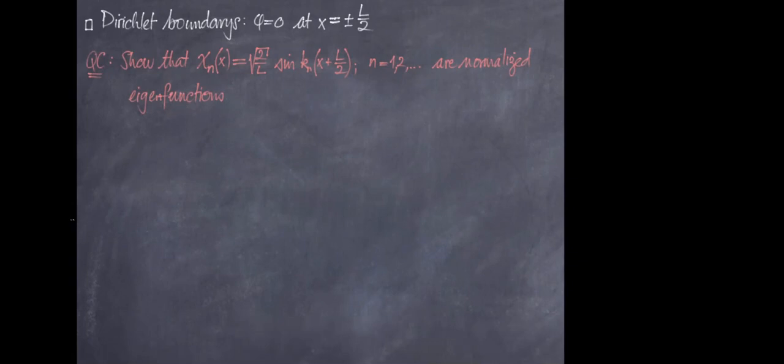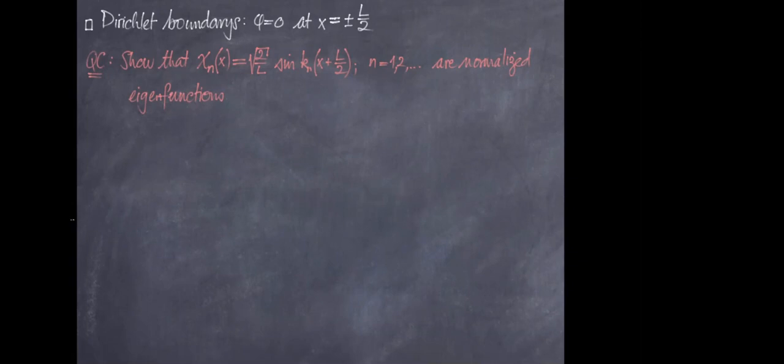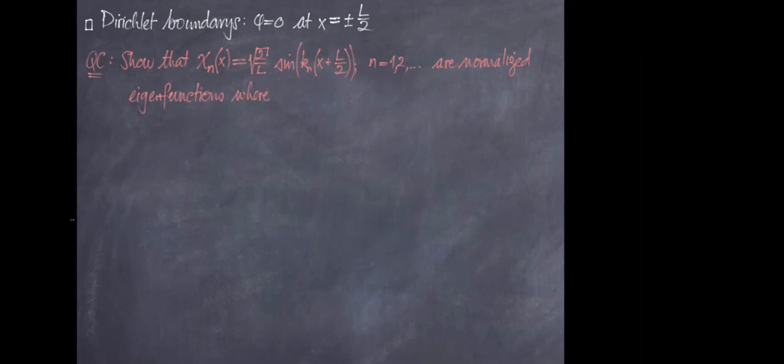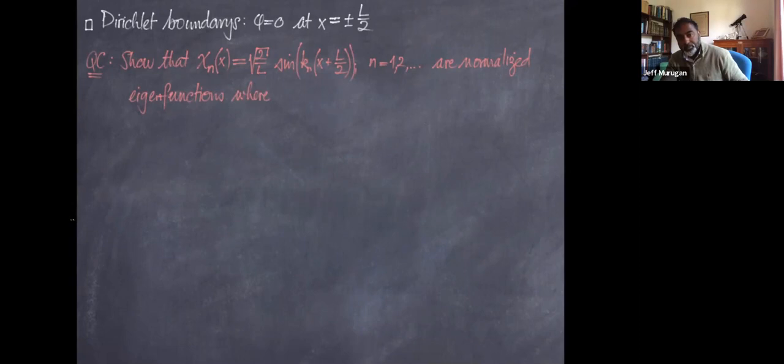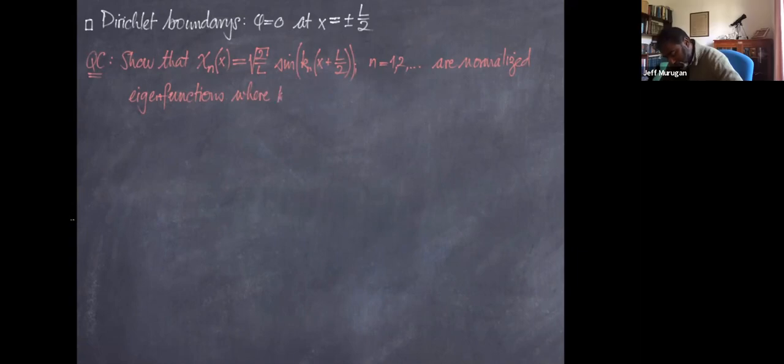Can I ask a quick question regarding that? Yeah, go for it. Is the k n x plus L over 2 all an argument of the sine function there? Yeah. Cool. So like that. Yep, thank you. Good. And the k n are now given by n pi over L.